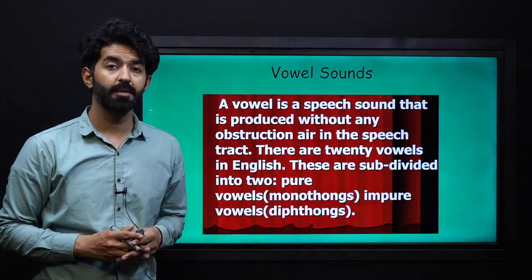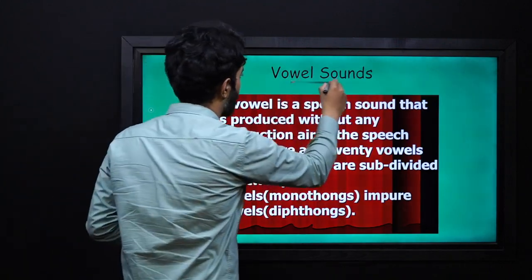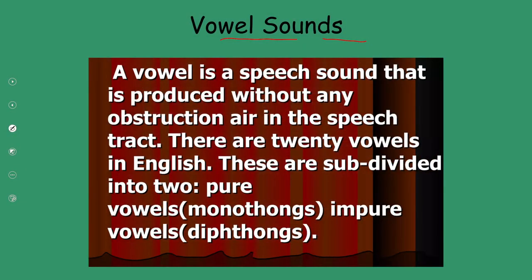Let's understand about vowel sounds. A vowel is a speech sound that is produced without any obstruction of air in the speech tract. There are 20 vowels in English. These are subdivided into two. Pure vowels, they are called monophthongs. Impure vowels are called diphthongs.